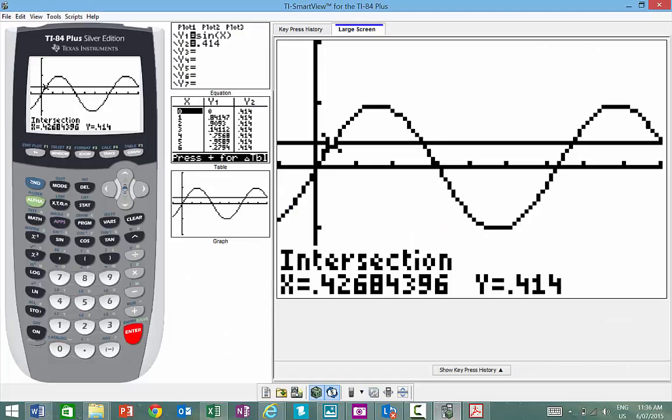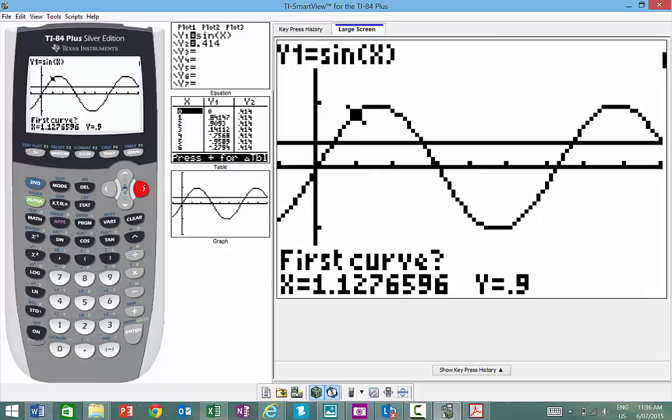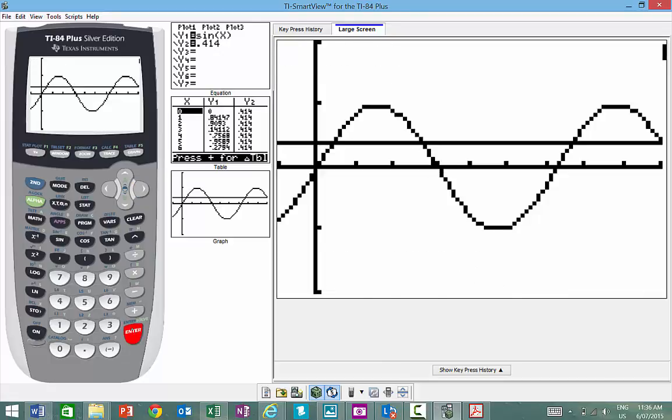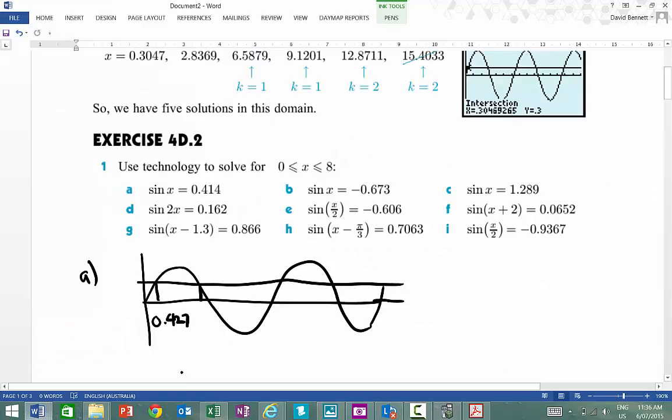This next point I have to find. So it's just a matter of following the process again. You go to second function calc, number 5, scroll across to the point there, and then go enter, enter, enter. Still waiting on it. And that gives me my point. That point there is 2.715. So I go to my curve, 2.715 is that one there, and then I go over here to find the next one.